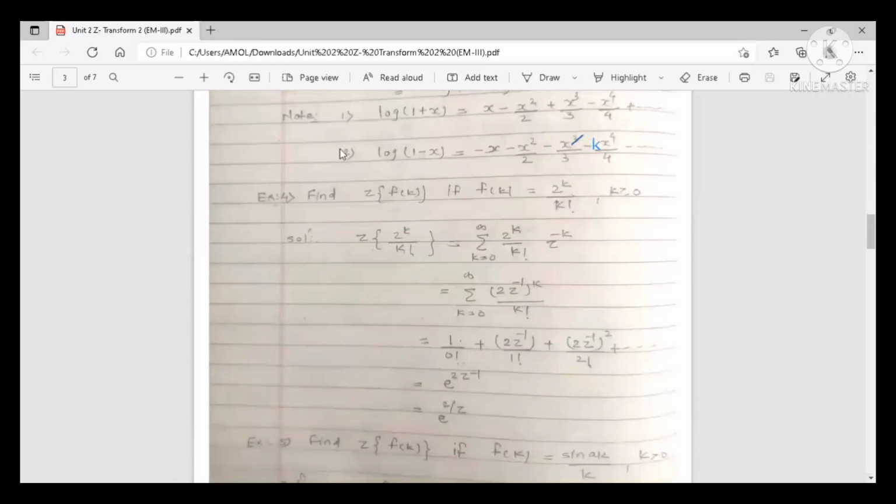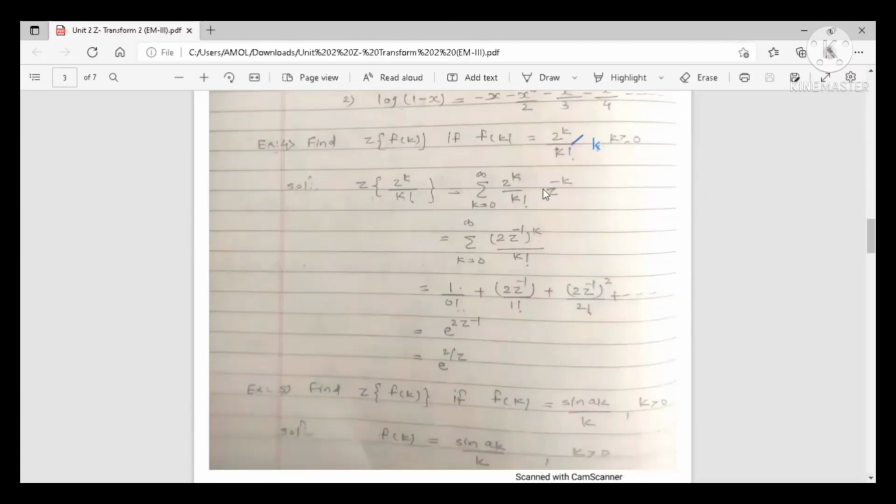Now the fourth example is: find the Z transform of f of k if f of k is equal to 2 raised to k upon k factorial, when k is greater than or equal to 0. Again use the definition of the Z transform. The Z transform of 2 raised to k upon k factorial is equal to the summation of 2 raised to k upon k factorial into z raised to minus k, where k varies from 0 to infinity. Here f of k is 2 raised to k upon k factorial. Now you take k common.